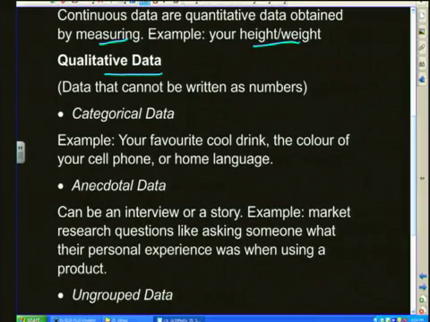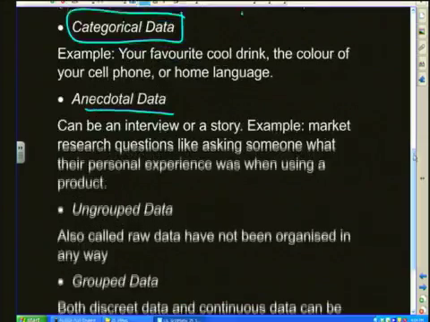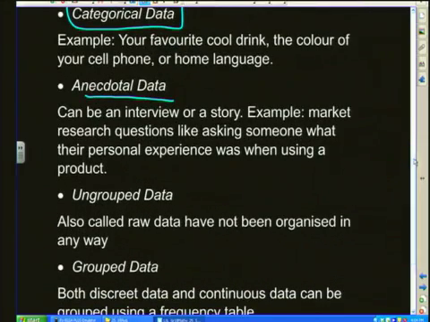Qualitative data is data that cannot be written as numbers, okay? These are then divided into 2 categories. We get categorical data, and an example here will be your favorite cool drink, the color of your cell phone, eyes, etc., or your home language. Then you get anecdotal data. This is, for example, if you think of an interview or a story, or maybe someone's doing a bit of market research and they ask you questions like, what was your personal experience when using a certain hair product, and that kind of thing.